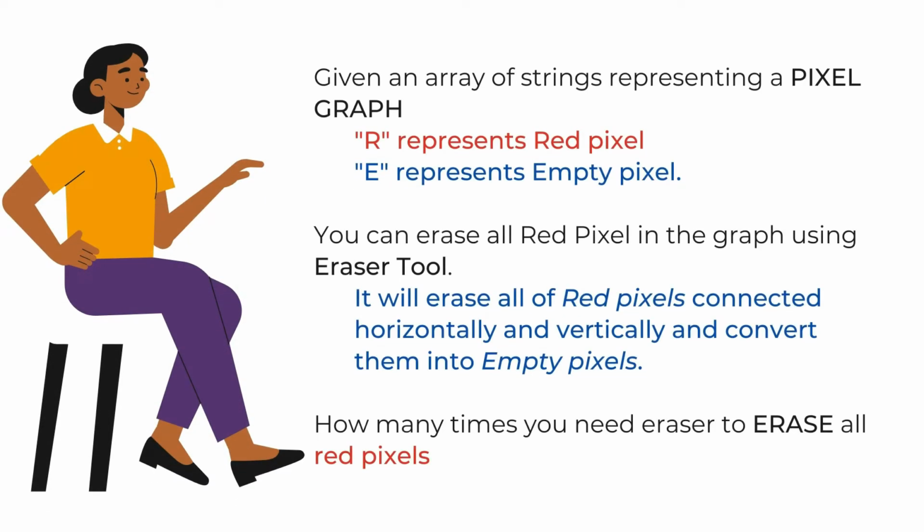So what is the input? You're given an array of strings, that is a matrix. It represents a pixel graph. So what are the values in that graph? It can be either R or E. R is the red pixel and E is the empty pixel.